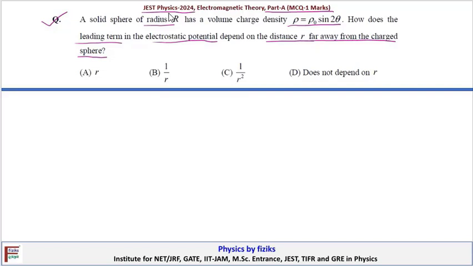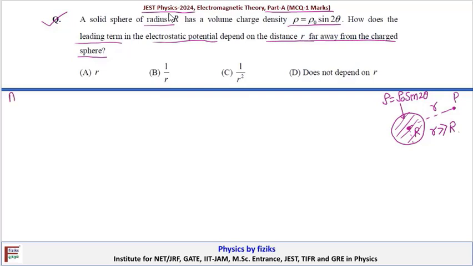So we will use the multipole expansion method. Here we have a sphere of radius R and its charge density rho is rho naught sine of 2 theta. This is given, and we have point P where we have to find the potential. This is r, far away from the charge distribution, so r is far greater than R.